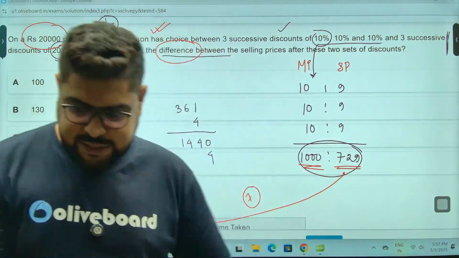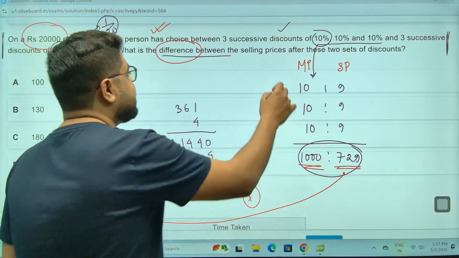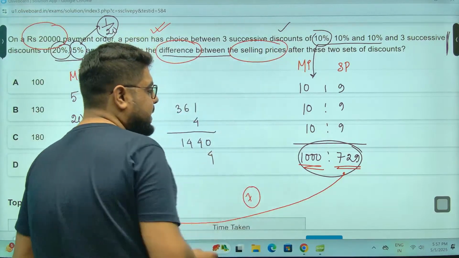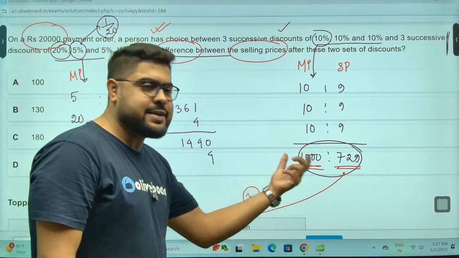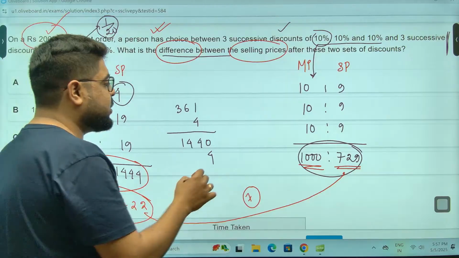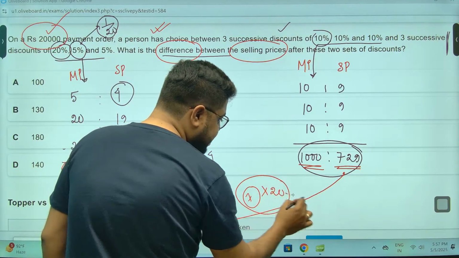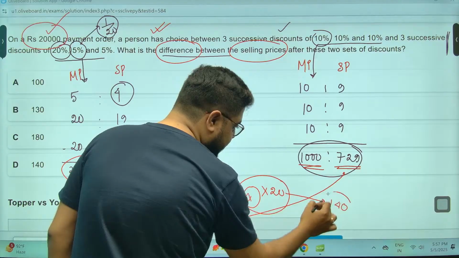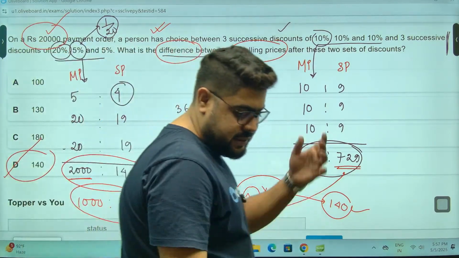Yes, Sashi. That is exactly what I was saying. Now, the selling price difference is what? For 1000 rupees, I'm getting a 7 rupee discount if the MP is 1000. Sir, the actual MP is 20,000, meaning 20 times. So the difference will be multiplied by 20. 7 into 20, sir, 140 rupees discount. Option number D is the answer.